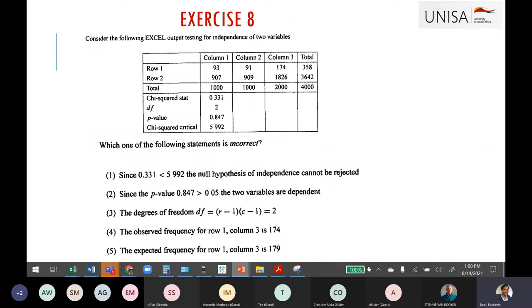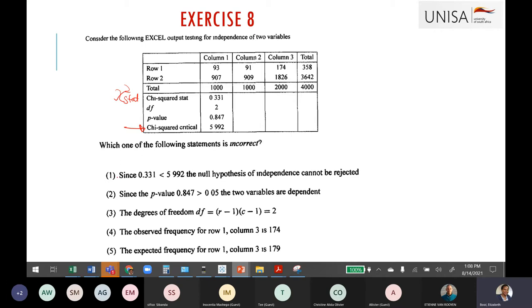They also give you an Excel output, which they calculated, almost similar to what we just did. You have your rows, your columns, and it's a 2x3 contingency table. They've calculated your chi-square test statistic. They gave you your degrees of freedom, which is 2, and they calculated the critical value, which is 5.992. So all information for this question is in front of you. You don't have to do anything fancy. The only thing they didn't calculate here is the expected values.